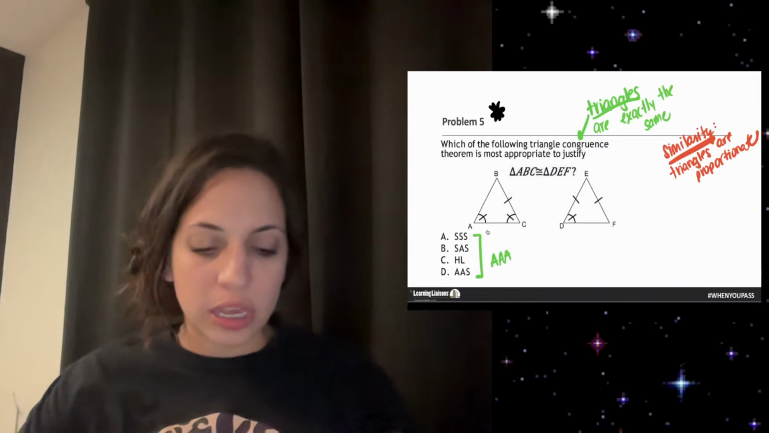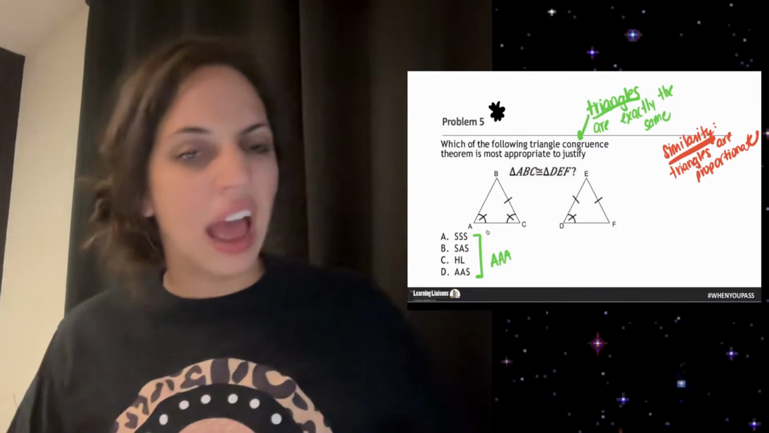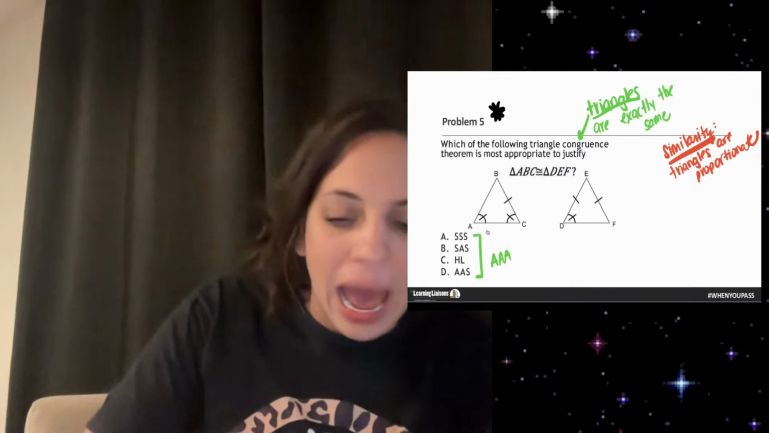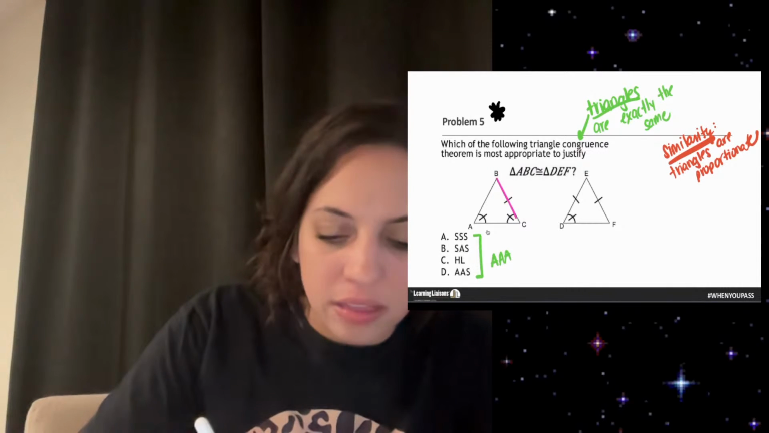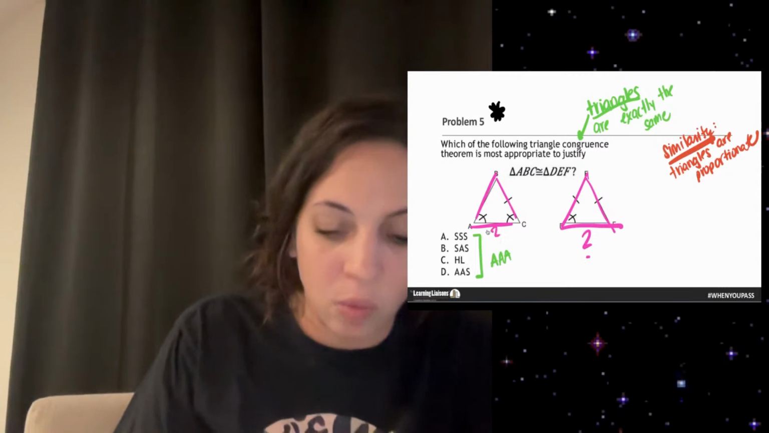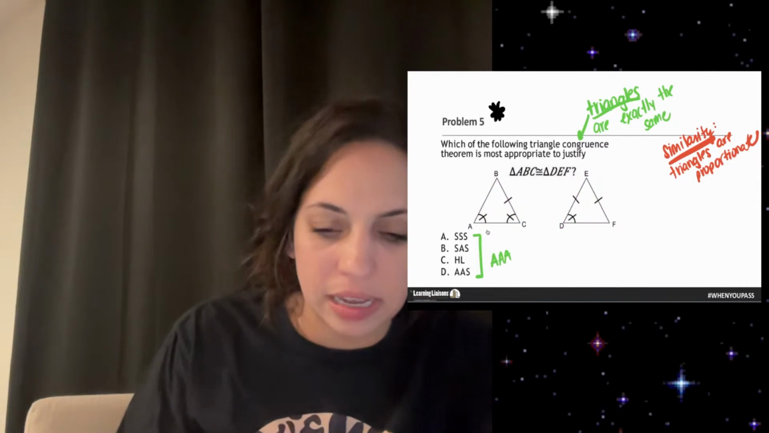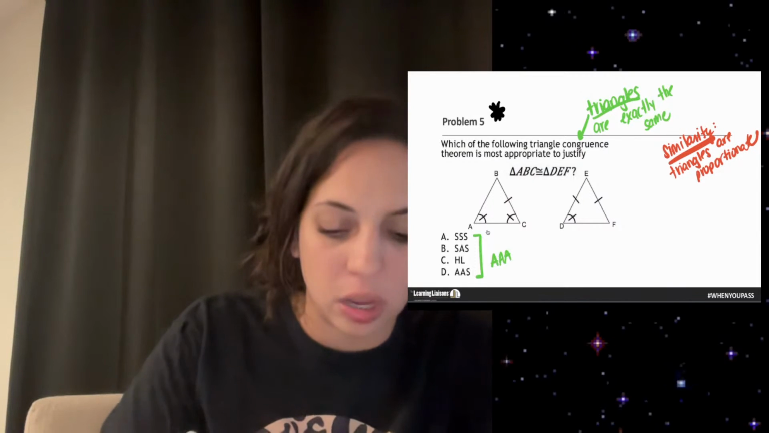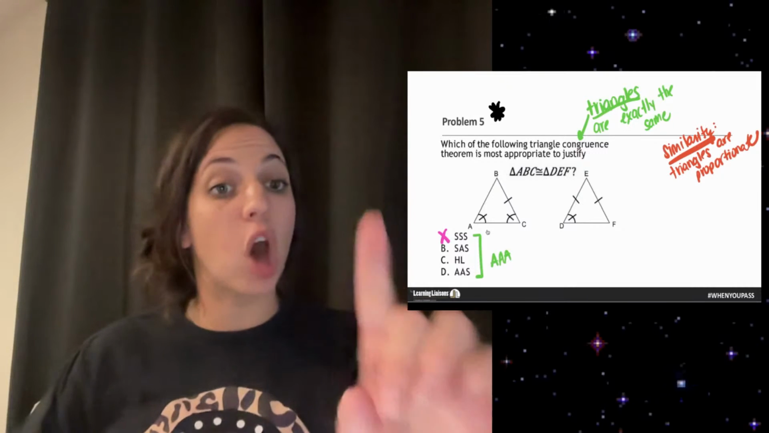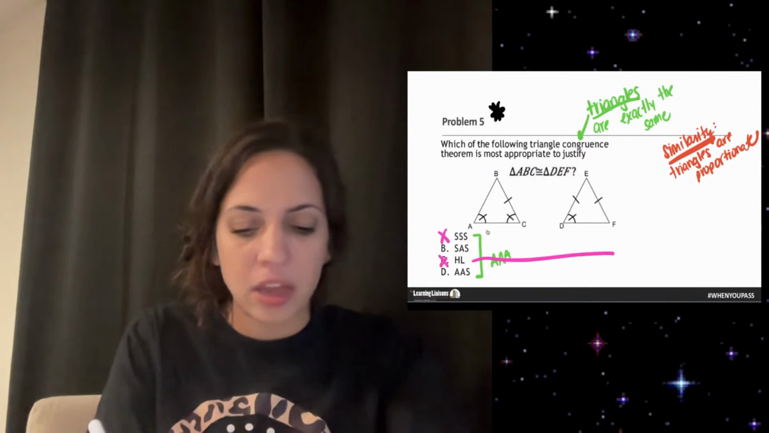Now, when we're looking at these, side absolutely proves congruency. However, we do not have three sides here that are showing congruent. I don't have this side, and this side, and this side. In fact, I have no idea what this side is. So I can't use side. They haven't told me that side even, or that all my sides are equal.